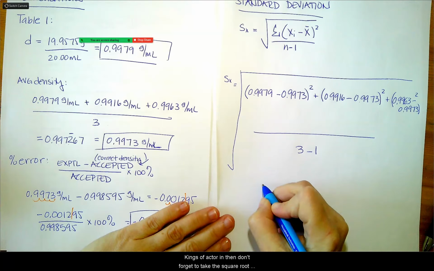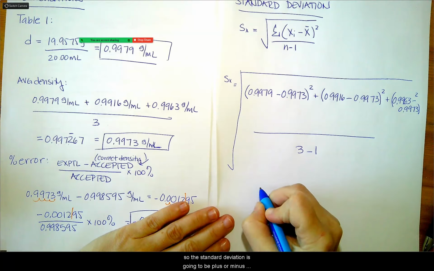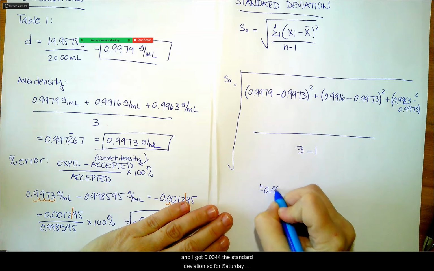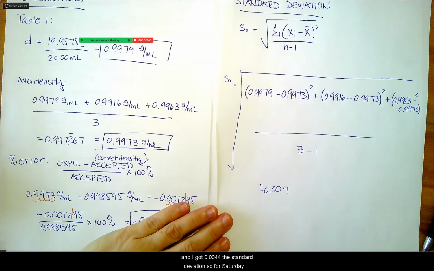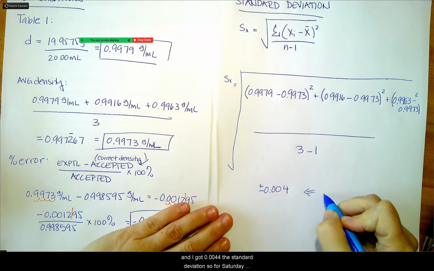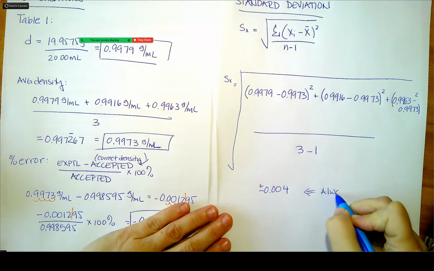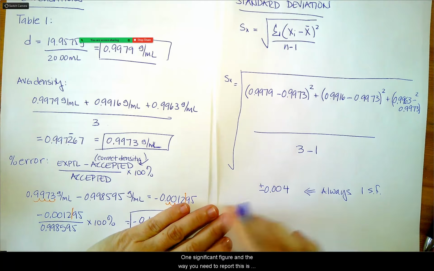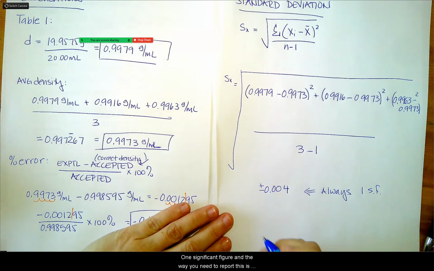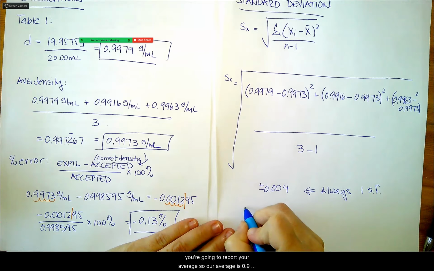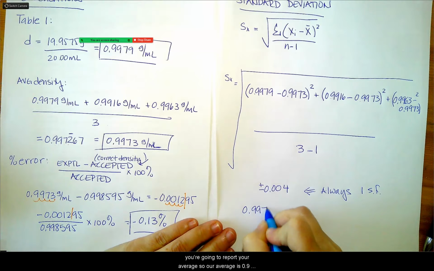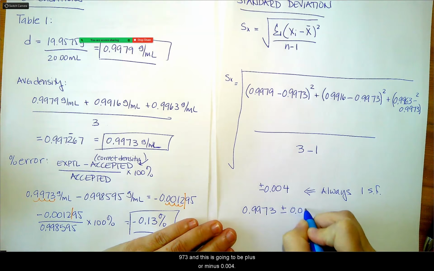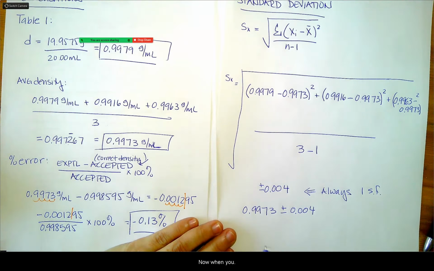So the standard deviation is going to be plus or minus, and I got 0.004 for the standard deviation. For standard deviation, it's always one significant figure. The way you need to report this is you're going to report your average. Our average is 0.9973, and this is going to be plus or minus 0.004.